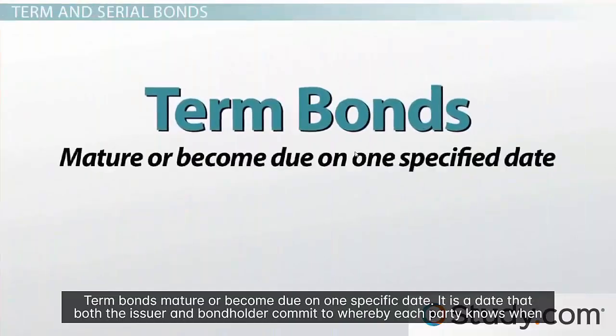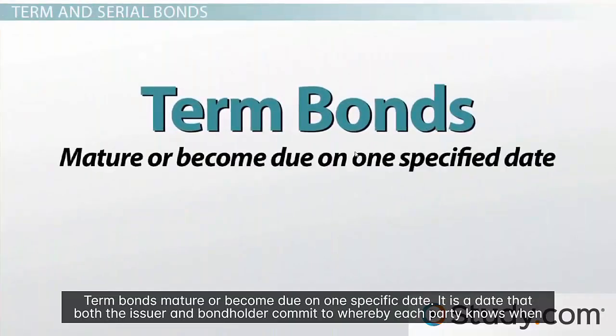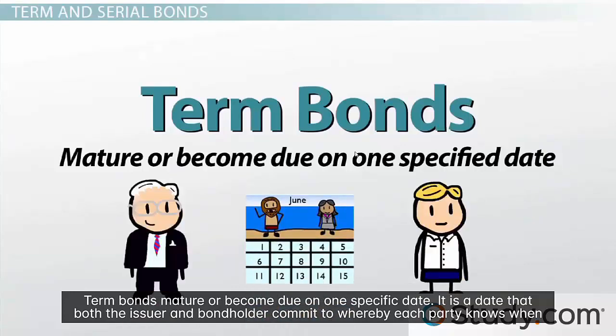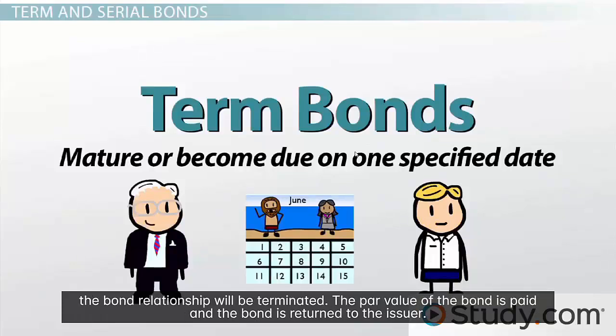Term bonds mature or become due on one specific date. It is a date that both the issuer and bondholder commit to, whereby each party knows when the bond relationship will be terminated. The par value of the bond is paid and the bond is returned to the issuer.